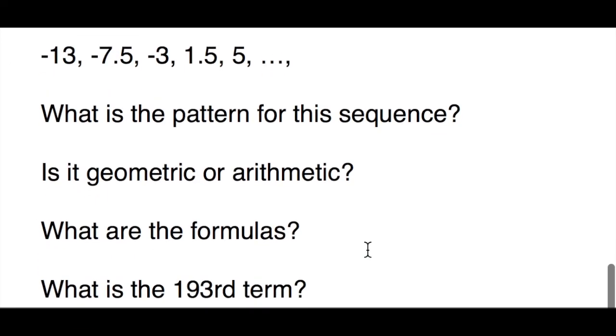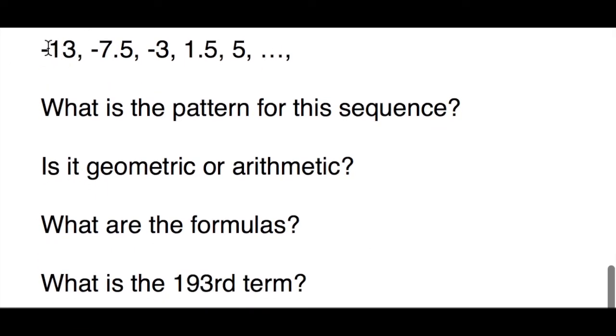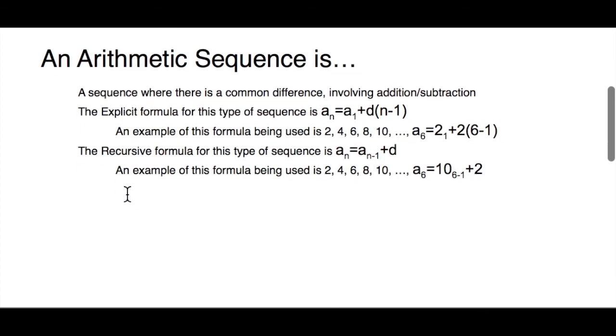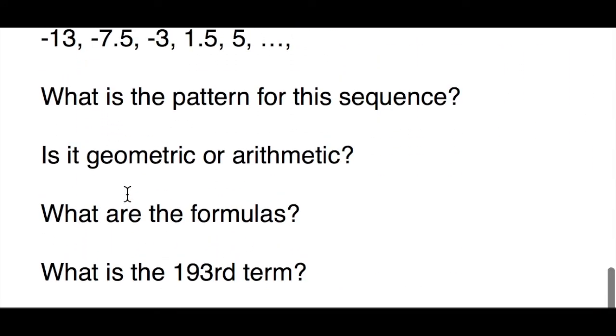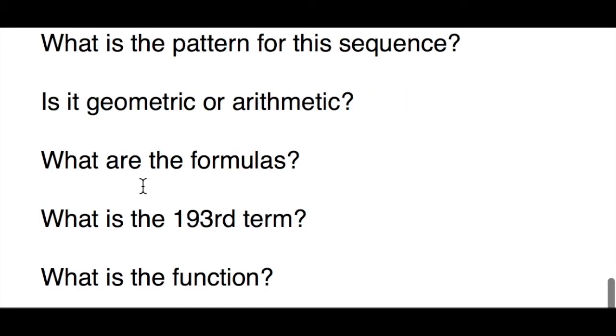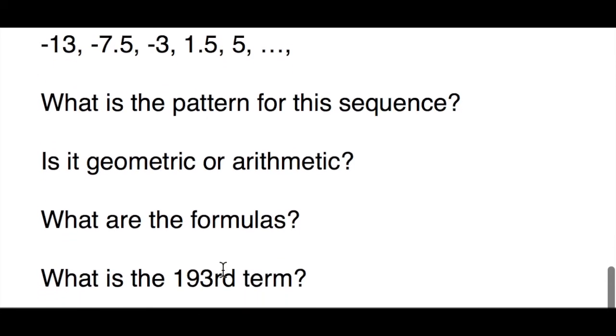Now, we have a few questions for you to solve. We have this pattern: negative 13, negative 7.5, negative 3, 1.5, 5. What is the pattern for the sequence? Is it geometric or arithmetic? What are the formulas, as in, what are the explicit and recursive formulas for it? Then use that formula to find the 193rd term. Then, with that, can you make the function for it? That's question number 1.